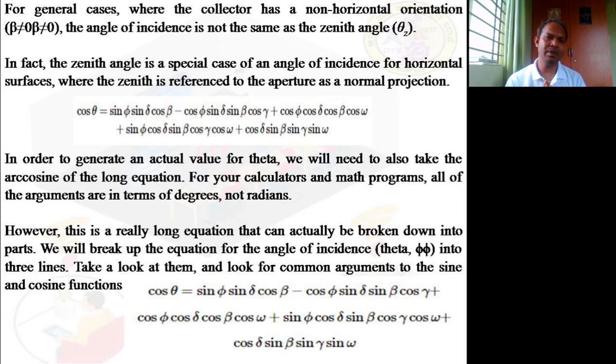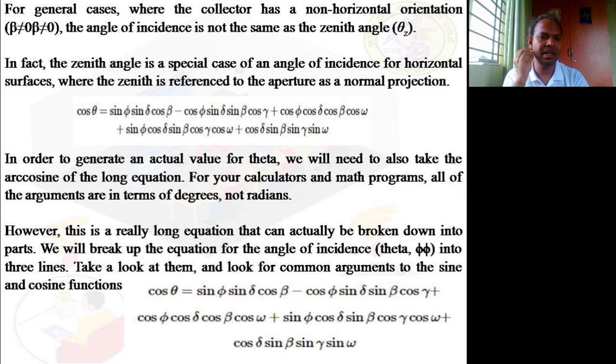It is only because when we resolve the forces towards the horizontal we get the cos factors, and when we resolve the forces towards the vertical we get the sin factors. In order to generate an actual value for theta, we will also need to take the arc cosine of a long equation. For your calculators and math programs, all of the arguments are in terms of degrees, not in radians. That is the reason why even in your calculator you will have two options: one is radians and the other is degrees. It is in degrees, so we can select that.